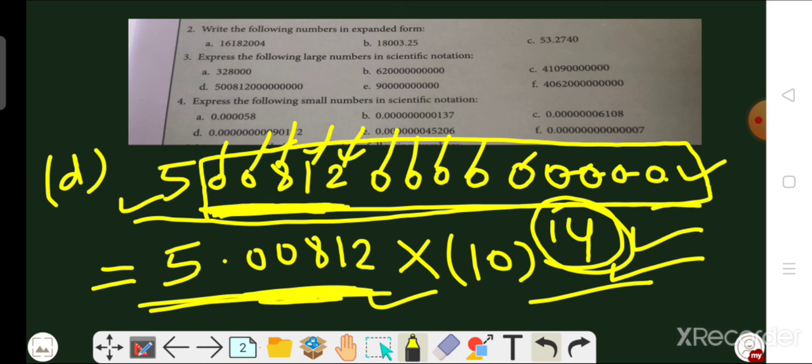Okay beta, today we will do up to the third question. Try to do the remaining part of the third question by yourself. If there is any problem in this exercise, we will take that problem into the live class.